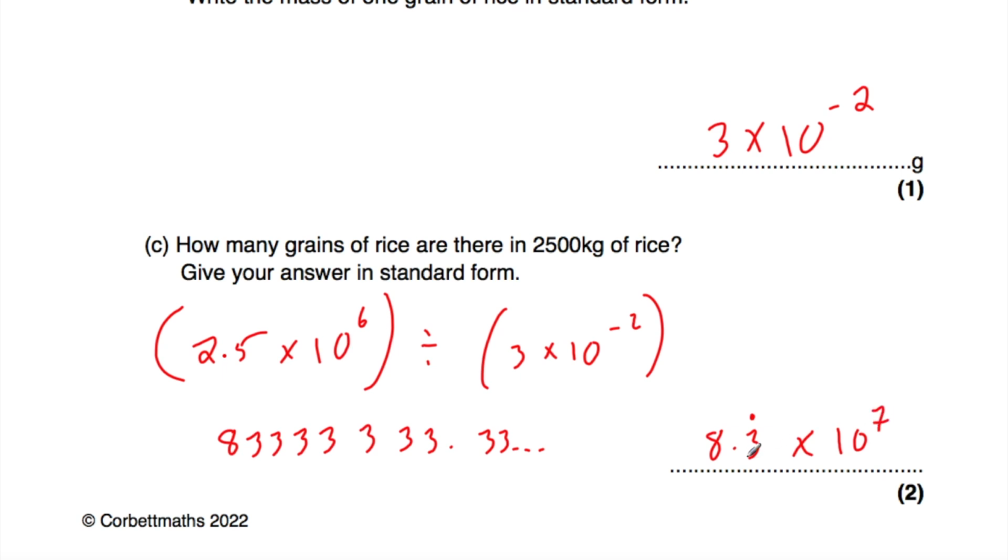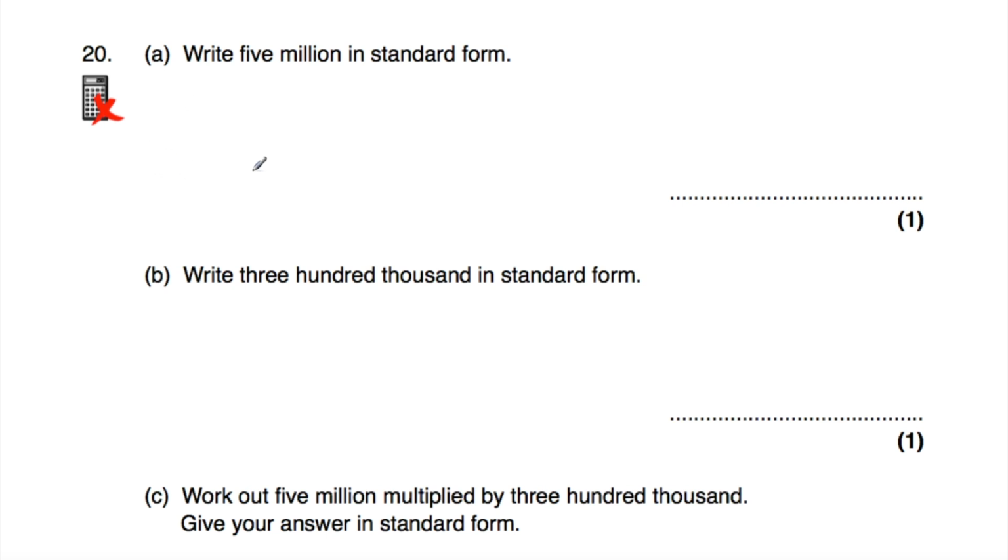So it'll be to the power of 7. So how many grains of rice would there be? Well, approximately 8.3 recurring times 10 to the power of 7. And that's it. Okay, let's look at our next question, question number 20.